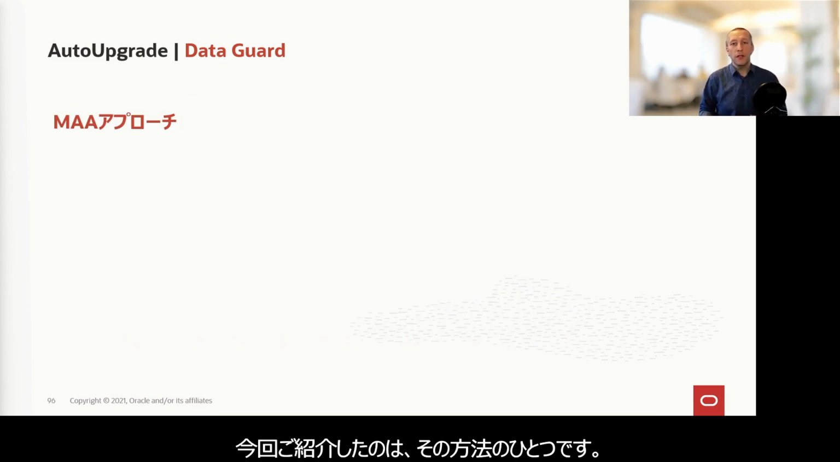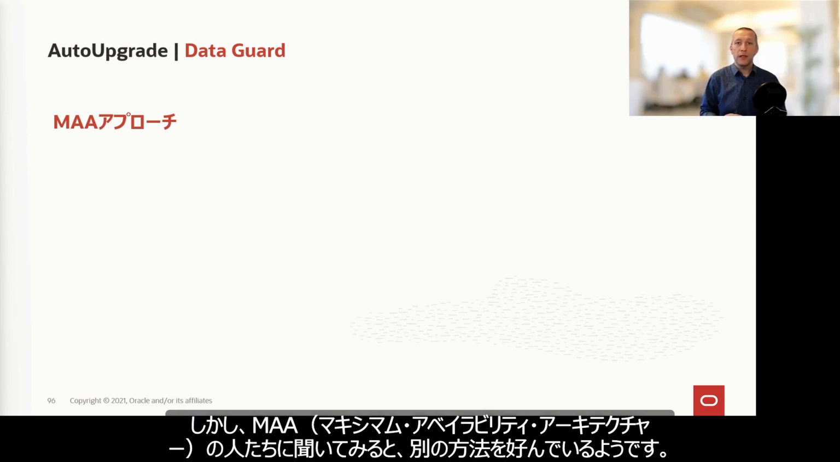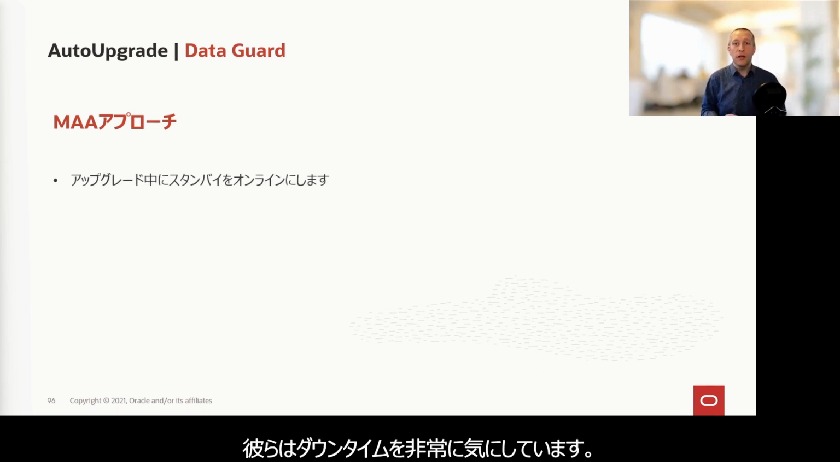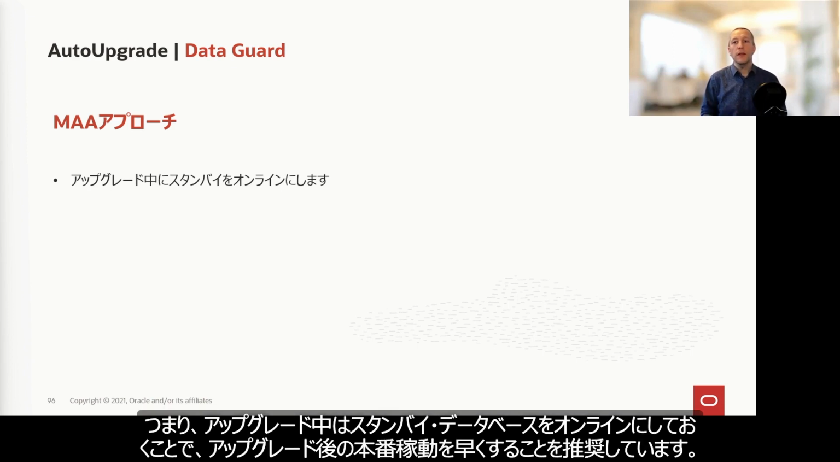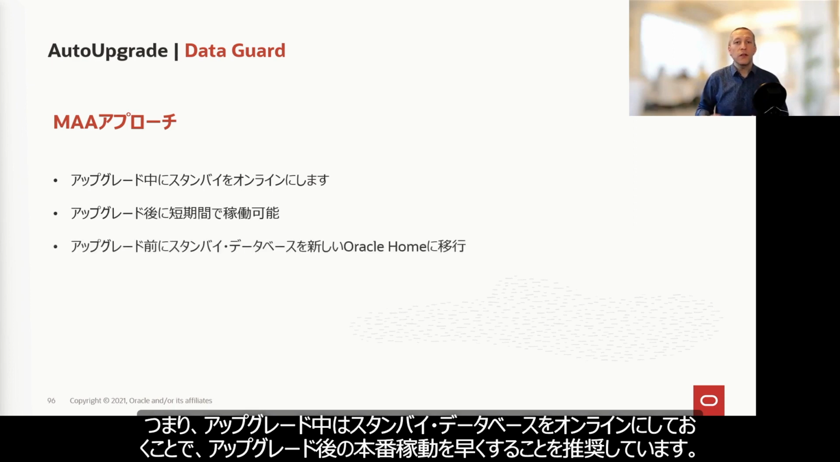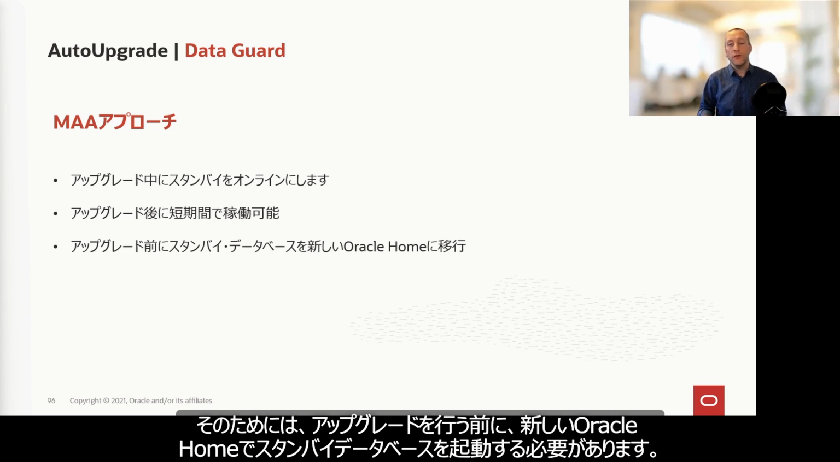And what I've shown you here is one way to do it. But if you ask the MAA folks, the Maximum Availability Architecture people, they have another approach that they prefer. They are very concerned about downtime. So they want you to be able to go live faster after the upgrade. This means that they recommend that you keep the standby database online during upgrade so that you can go live faster after the upgrade. In order to do this, you have to start the standby database in the new Oracle home before you do the upgrade.